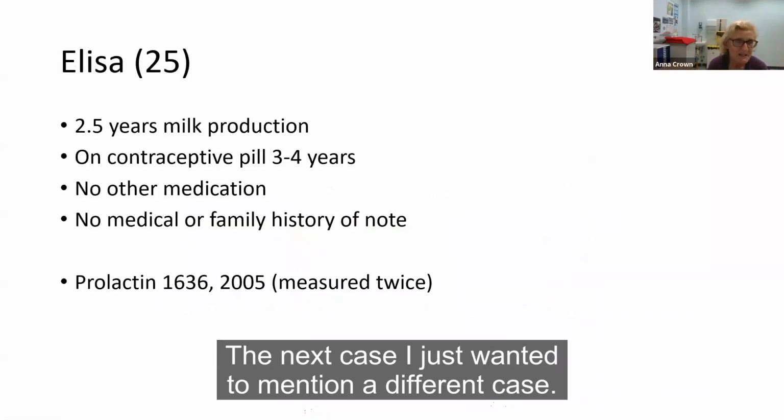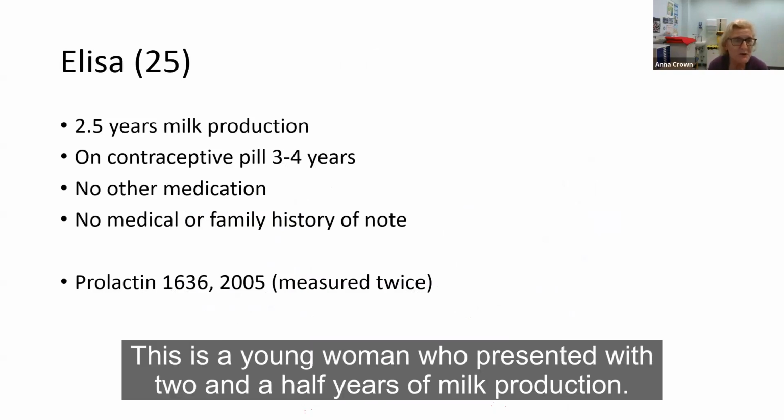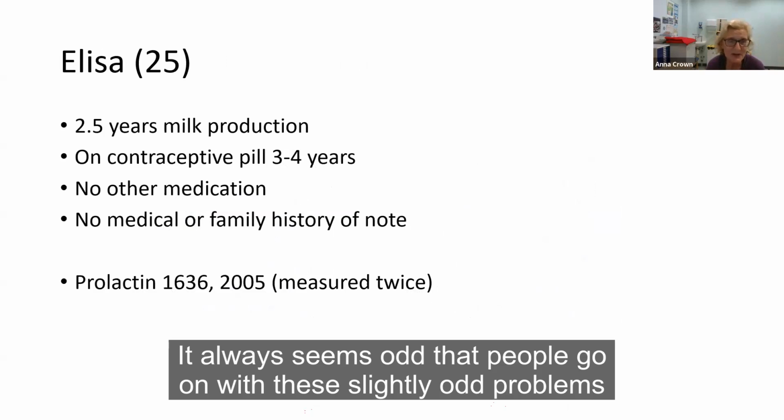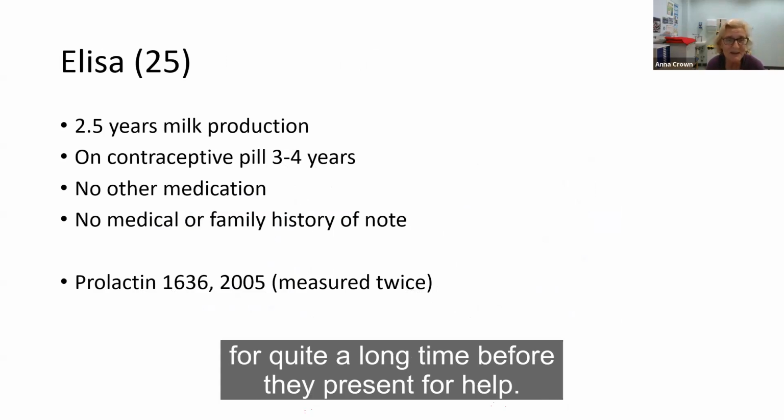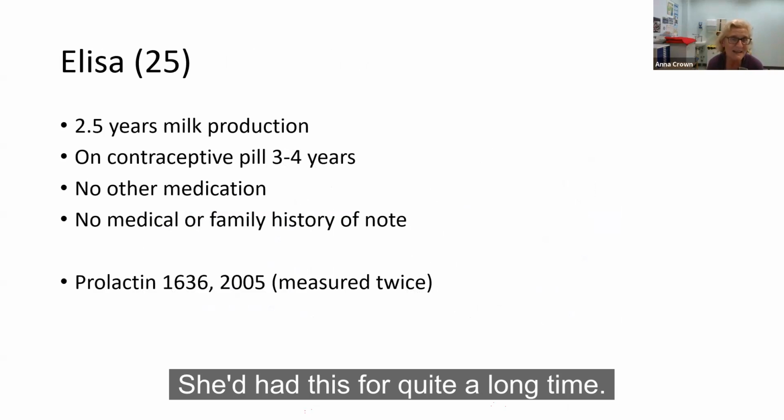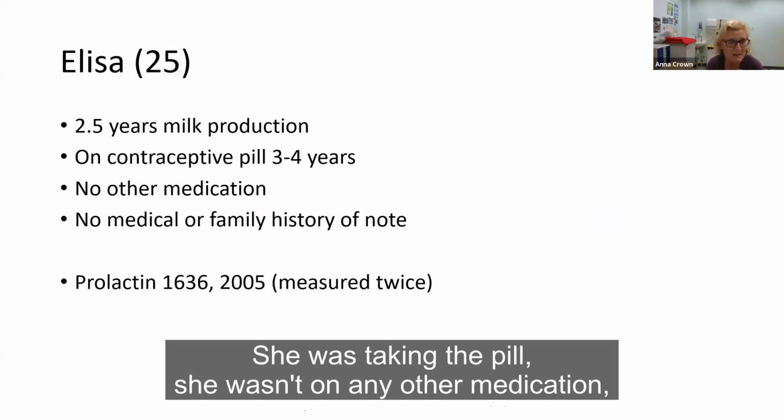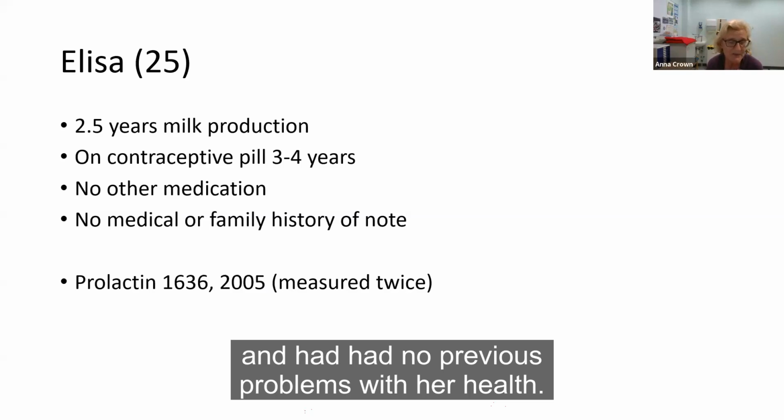So the next case, I just wanted to mention a different case. This is a young woman who presented with 2.5 years of milk production. It always seems odd that people go on with these slightly odd problems for quite a long time before they present for help. So she'd had this for quite a long time. She was taking the pill. She wasn't on any other medication and had had no previous problems with her health.